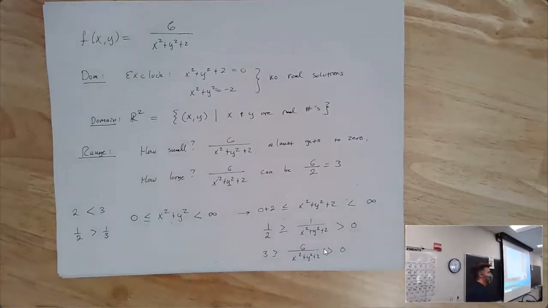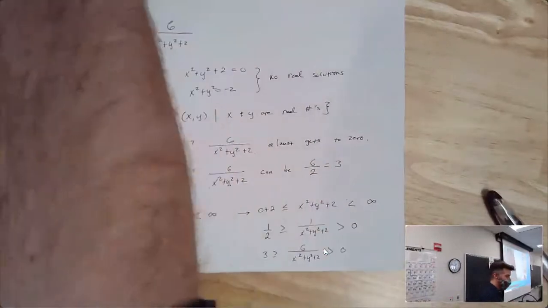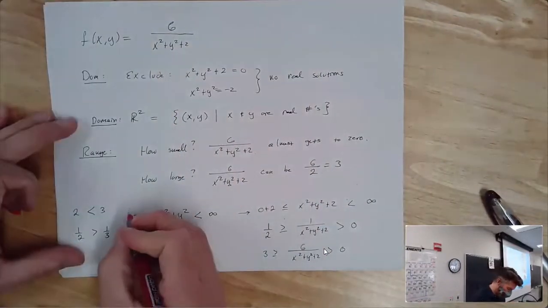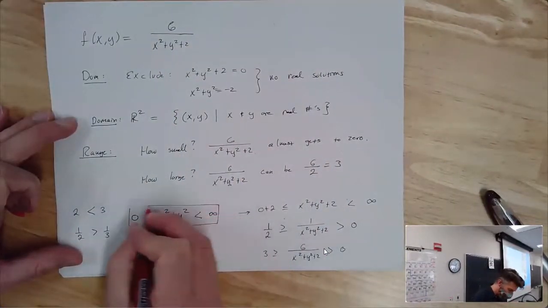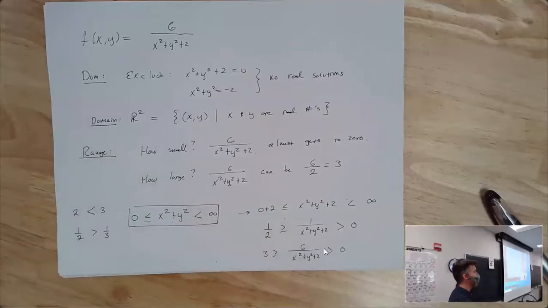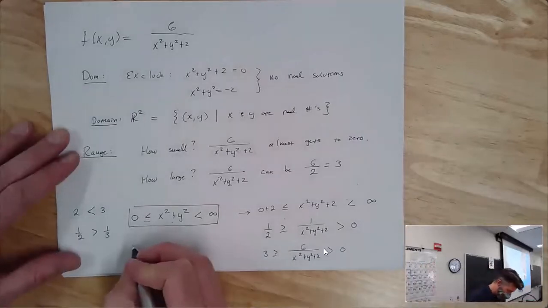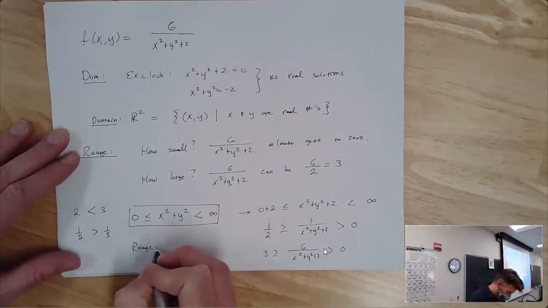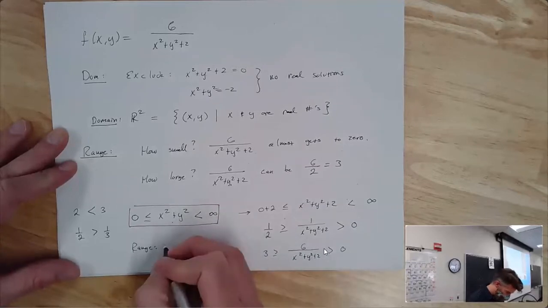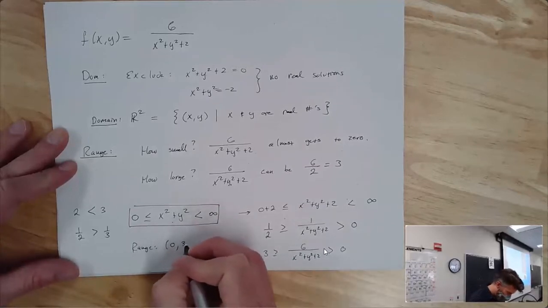So if you have an x squared plus y squared showing up, you can try to do something like this, where you start with this sort of thing and manipulate your expression until it looks like the function you're actually dealing with. It worked most of the time. So our range is exclusive of 0 up to 3 inclusive.